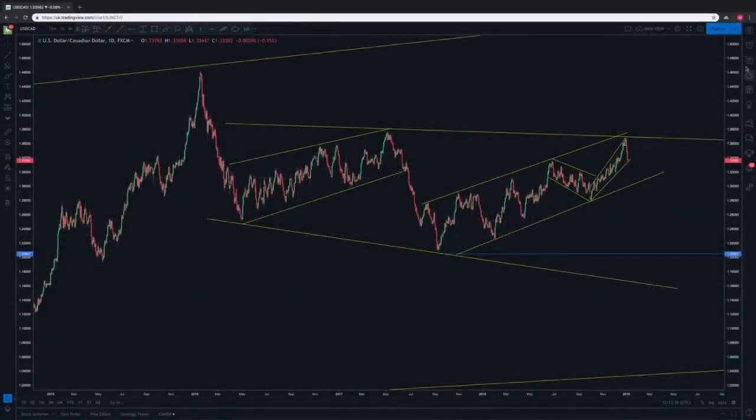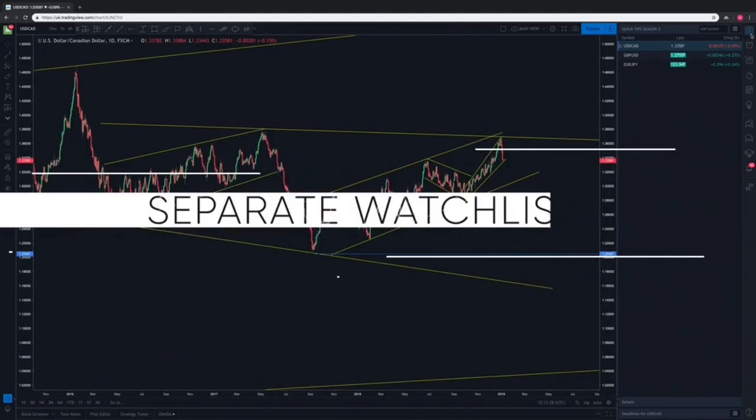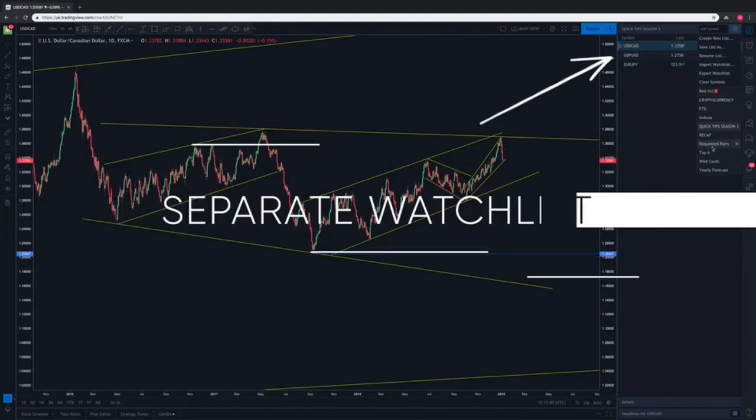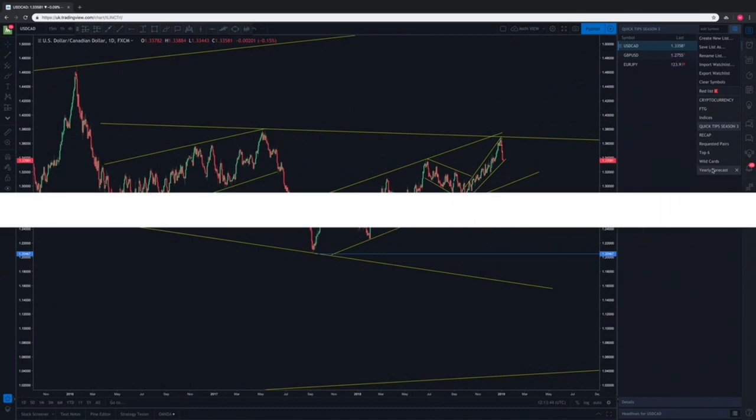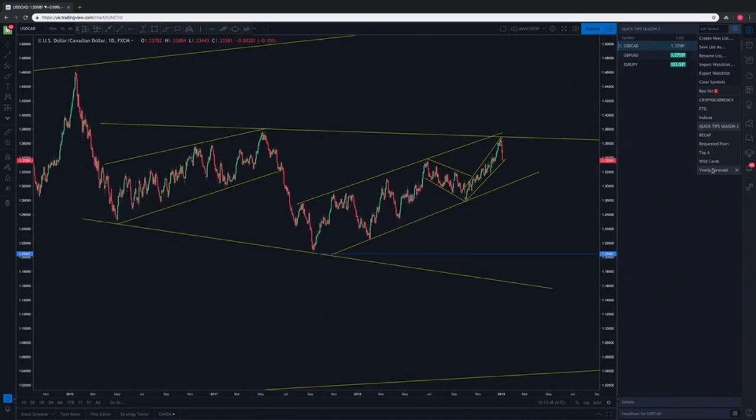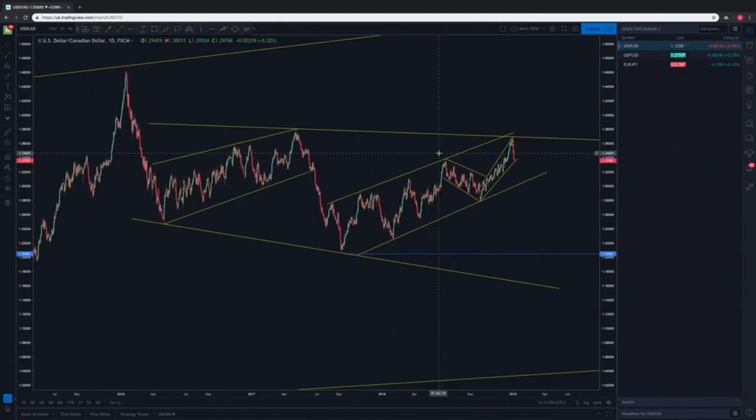So as you can see, firstly, very, very important to have a separate watch list. So what you can do is have yearly forecasts. That's exactly what I do. And I found that way there's no confusion. You've just got your yearly forecast. You keep it simple and you know, right, these are the ones that you're going to forecast from a longer term perspective. So keep it simple in that respect.